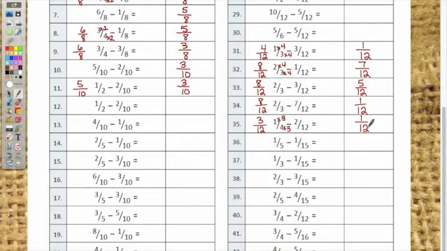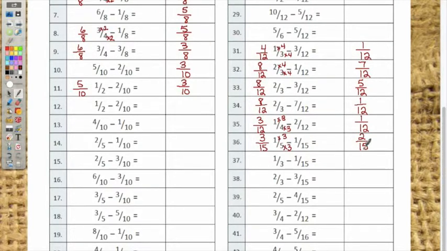Have I changed fifths to 15ths yet? No. How am I going to do that, Katie? 5 times what equals 15? 3. They already answered for Katie. That's all right. So 1 times 3 equals 3. So I have 3 15ths minus 2 15ths.